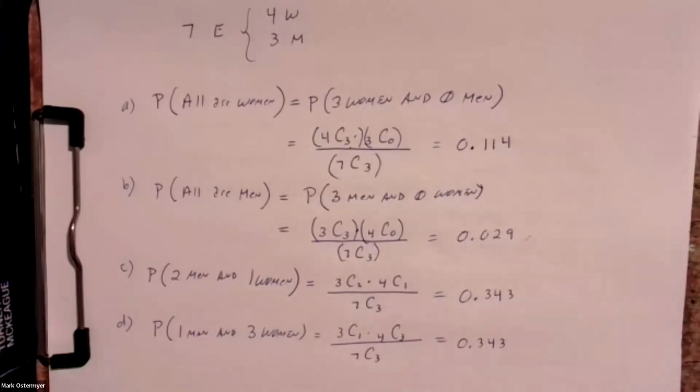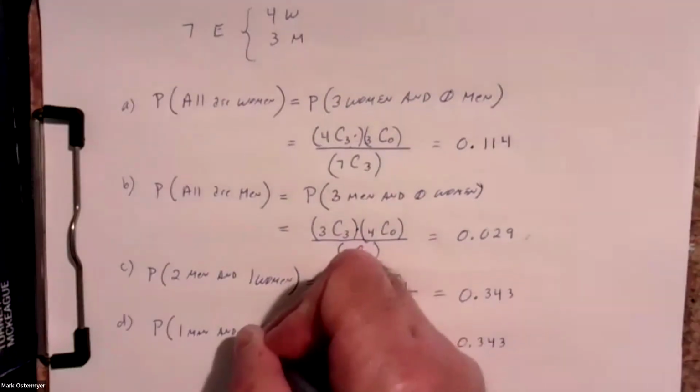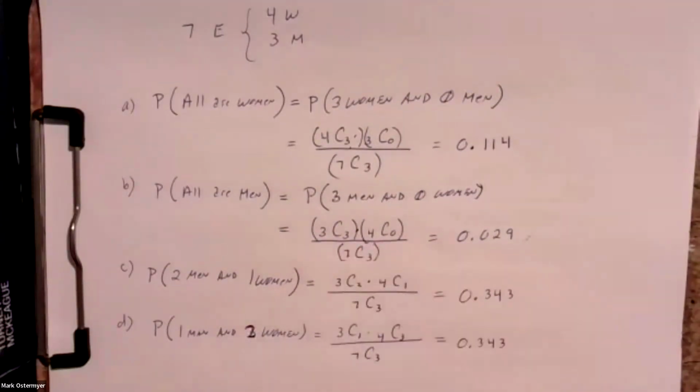And then D, what's the probability that I select 1 man and 3 women? Wait a minute here. 1 man and 3 women? Did I read that one right? That's not possible. I thought we were only choosing 3, weren't we? Oh, 1 man and 2 women. My bad. This should be 2 women. 1 man and 2 women.